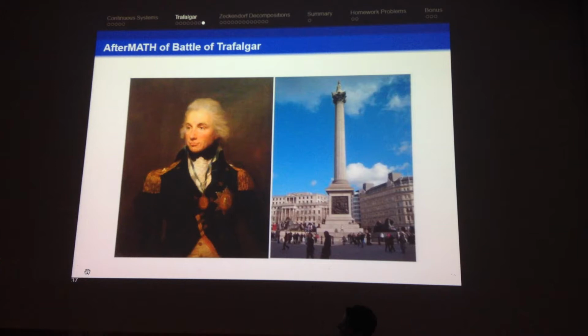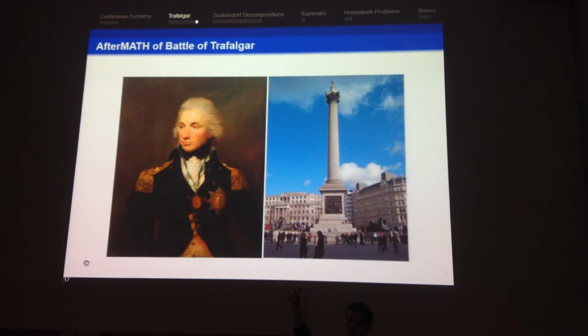My kids, when they were looking at a practice version of this talk, said it would be wrong not to at least show you a picture of Lord Nelson and the monument in England to him, Trafalgar Square. Unfortunately, Lord Nelson was killed in the battle, but is considered by many to be the greatest British naval leader of all time.